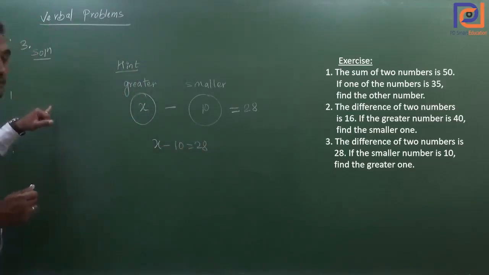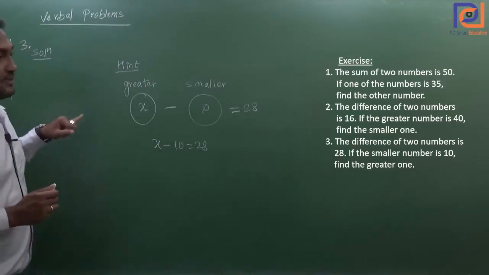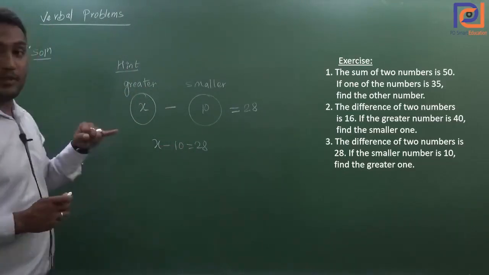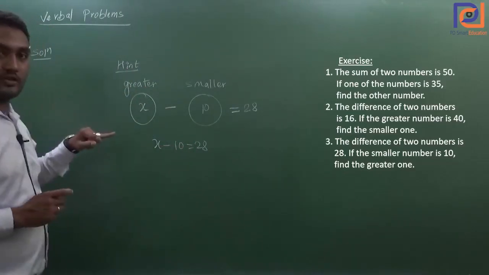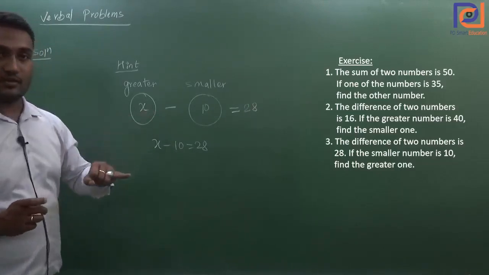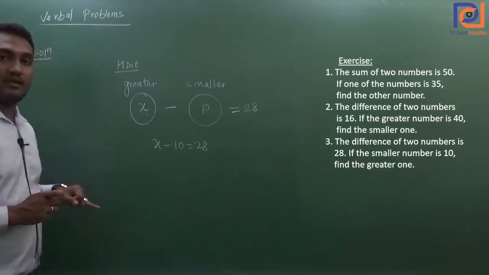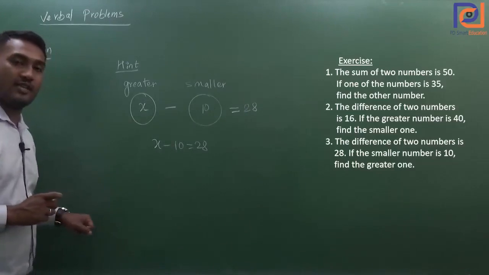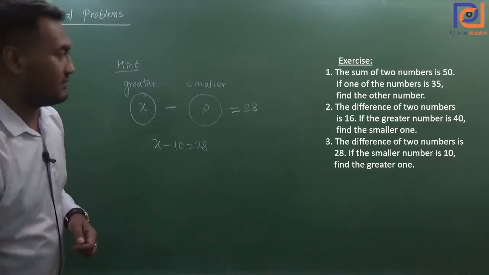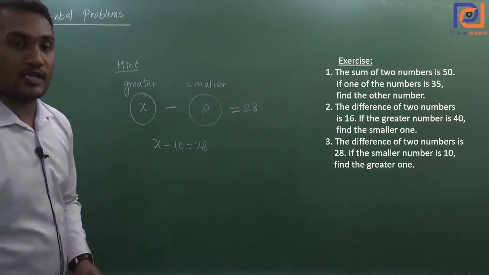Now you do it properly. Let the required greater number be x. Now according to the question, x minus 10 is equal to 28, and find out the value of x. At last, don't forget to write the hence. Please do it by yourself. So now moving to the next question.